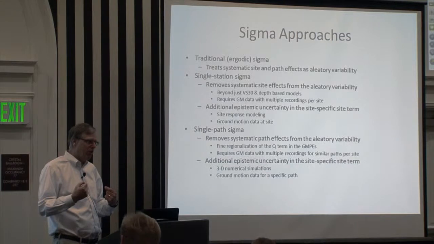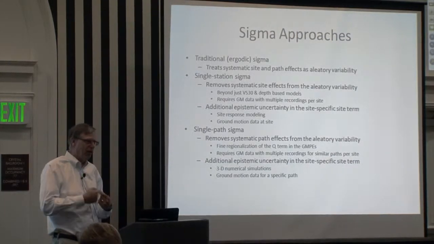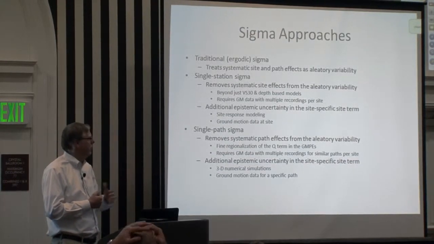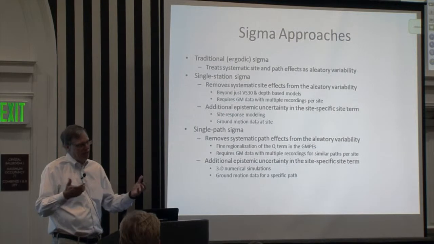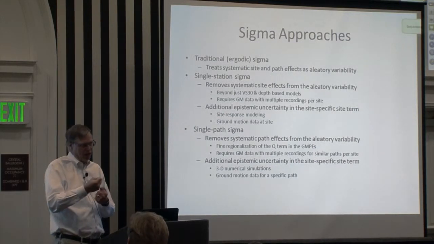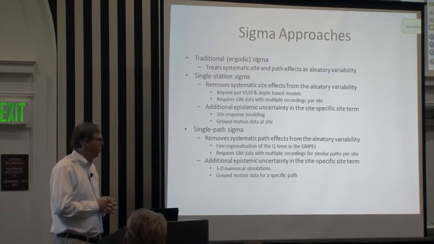And so this lets us now remove that part of the variability, that repeatable systematic effect of the crust, from our standard deviation, and we have a reduced aleatory variability. So we're taking out things that are truly epistemic, that have been treated as aleatory for sort of convenience, and separating them out into this part.